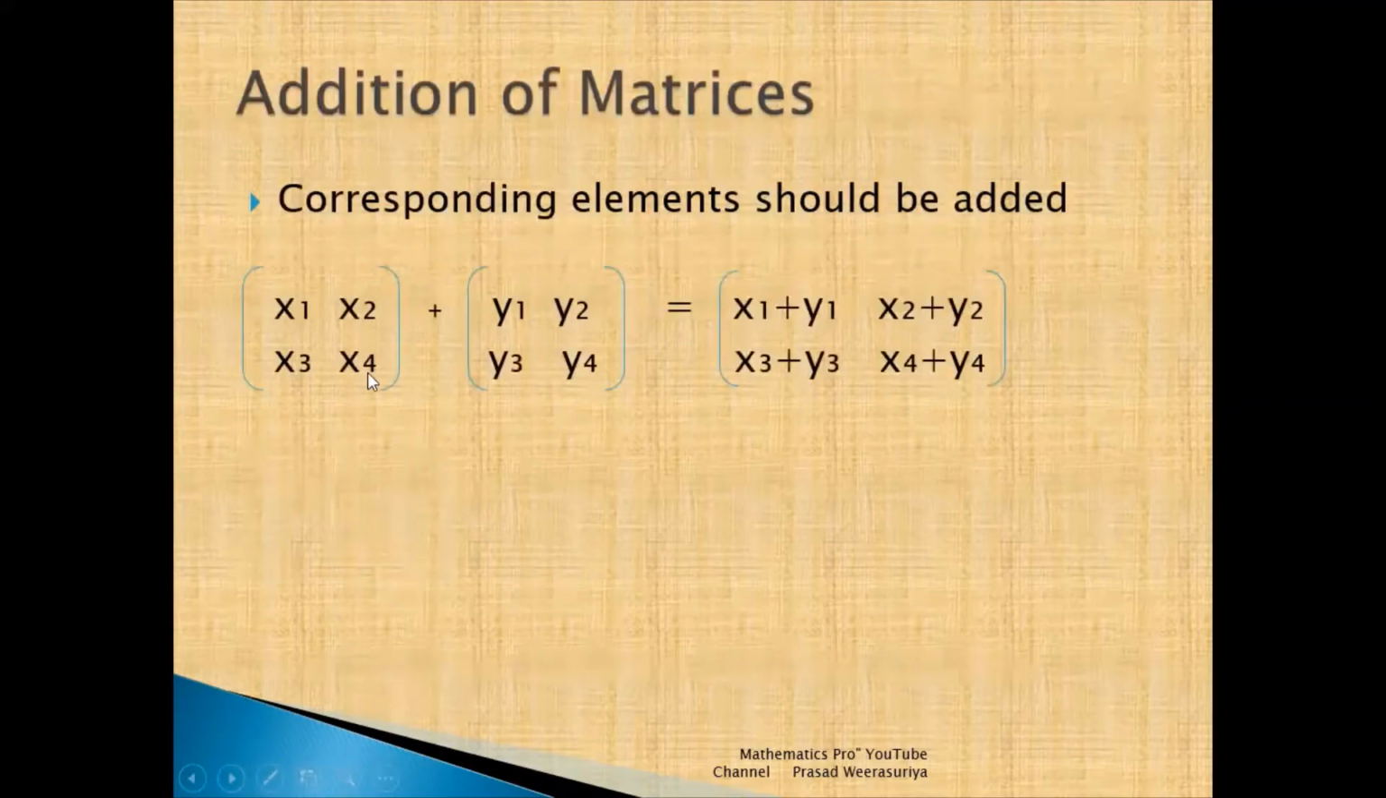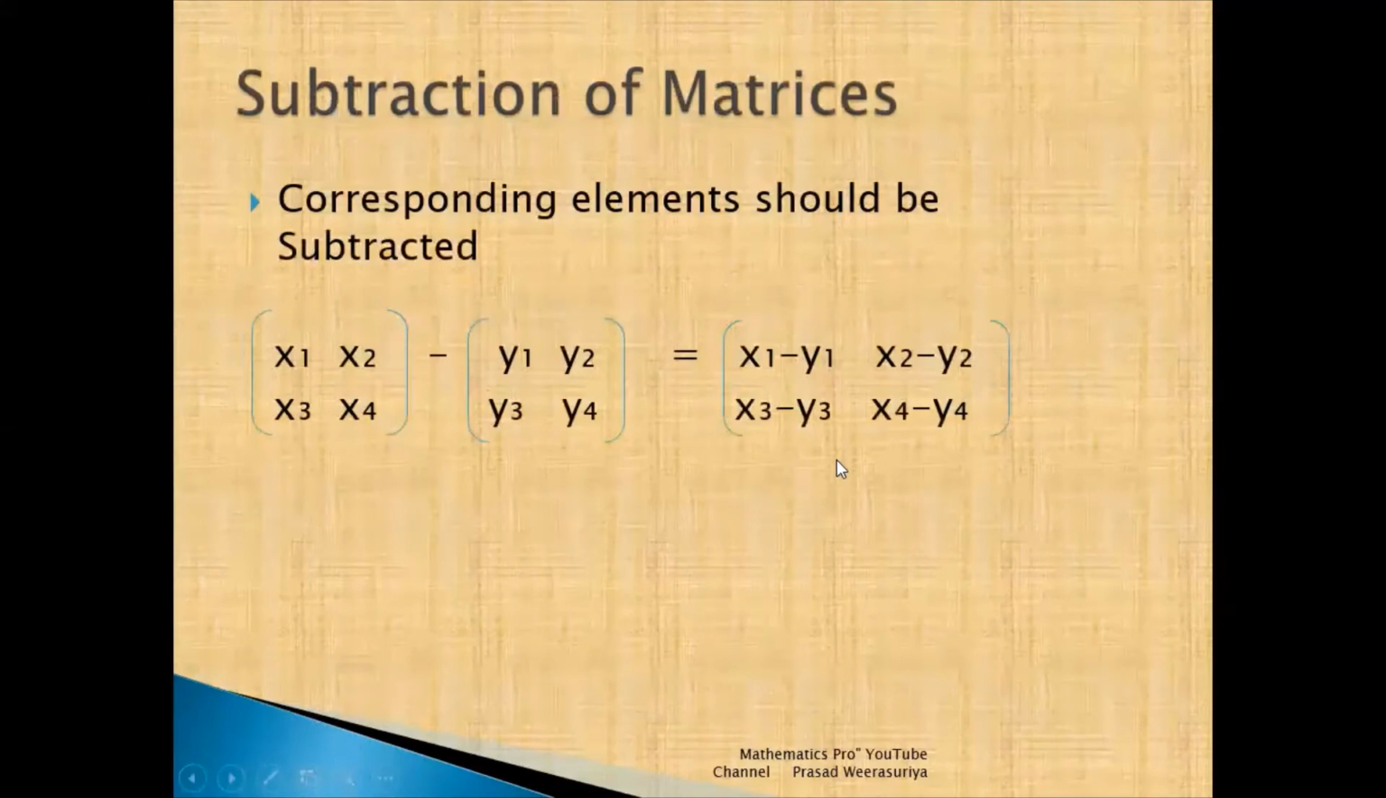Addition of matrices. Corresponding elements should be added in order to get the resultant matrix of addition. Here x1, the corresponding element of x1 is y1. So these two elements should be added. x2, the corresponding element of x2 is y2. x2 should be added with y2 and we get the resultant matrix. In the same way, you can add the corresponding elements and get the resultant matrix.